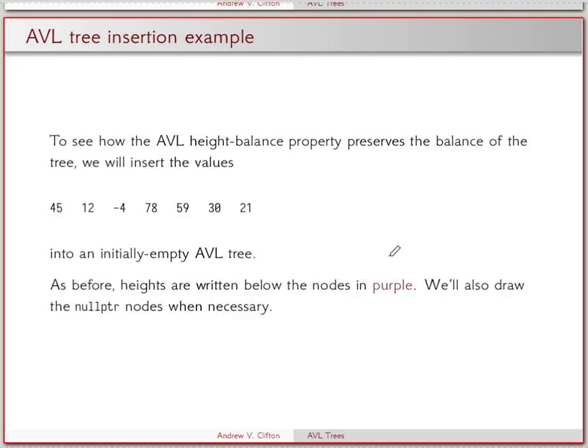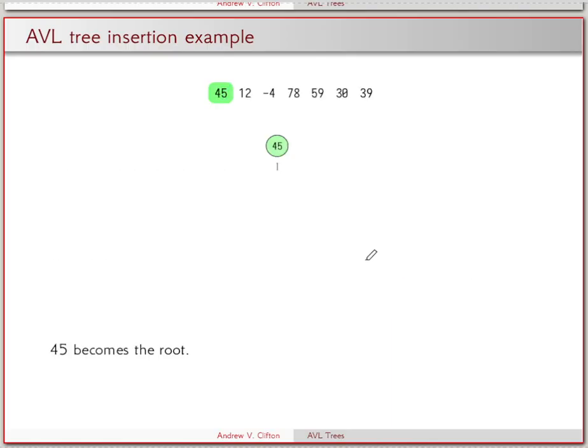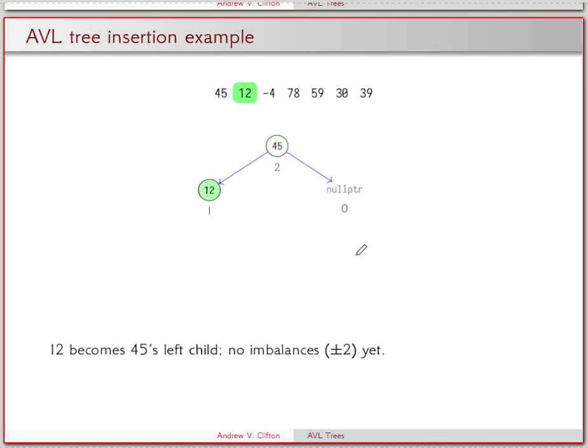So to see this in action, let's insert these values into an empty AVL tree. I'll insert these values one at a time, and we'll write what the heights are. Okay, so first 45 is here. 45's height is 1. All right, cool. That tree is balanced. Then 12 is going to go to 45's left. So now we have an imbalance of +1, but that's okay. We allow that, right? The height at 45 is 2 there. No imbalances yet.